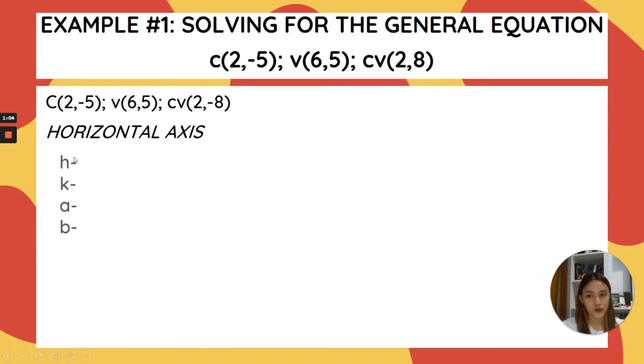Next is to look for the values of h, k, a, and b. The center is given, and the center is located at h and k, so h will be positive 2 and k will be negative 5. And we're going to be looking for the values of a and b since they are not given here.